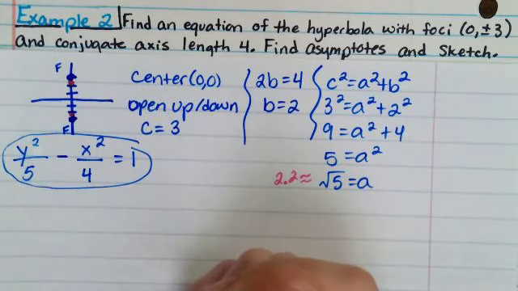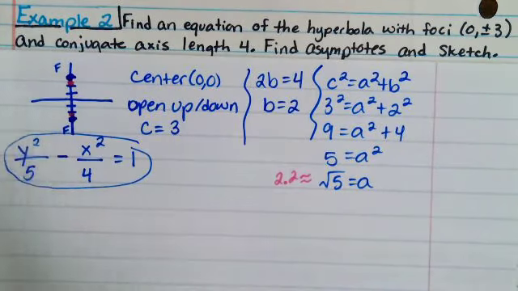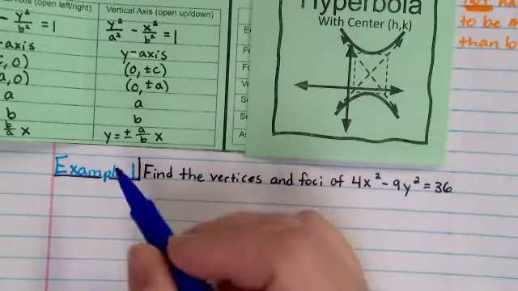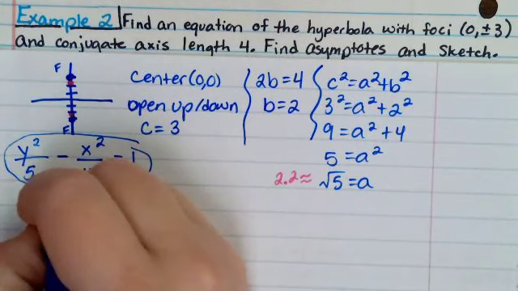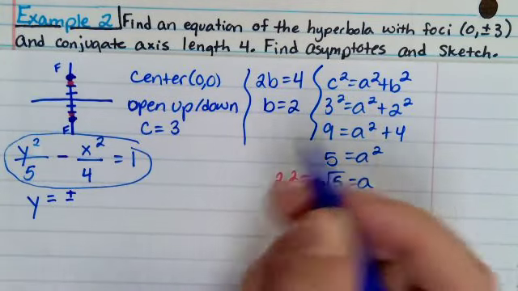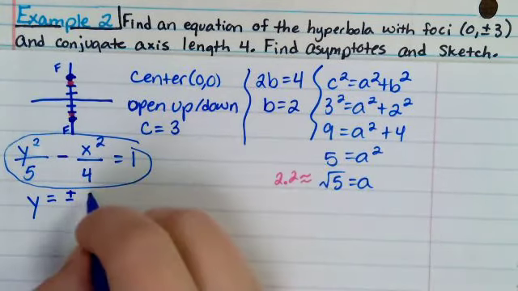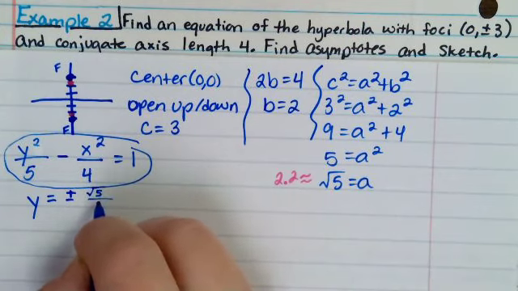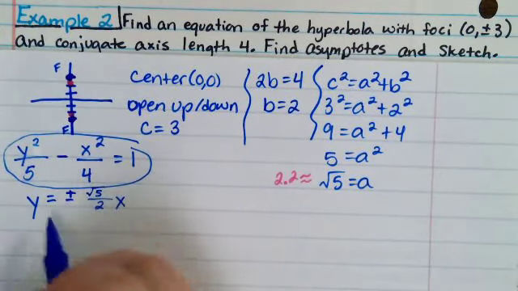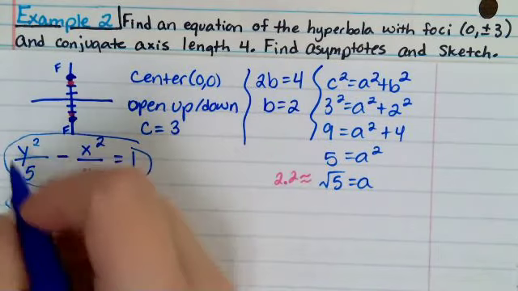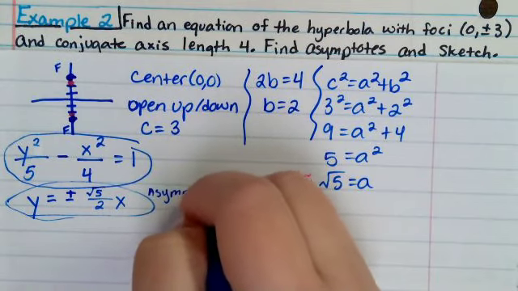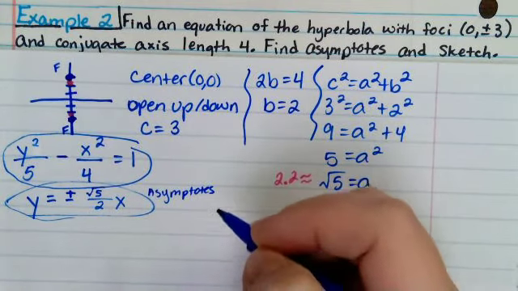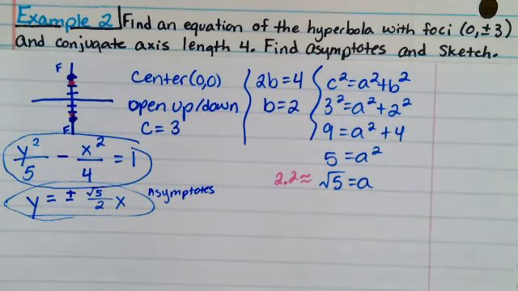We also were asked for the asymptotes, so I'm going to just follow the pattern for the equation of the asymptotes down here. We'll include those on our sketch as well, just to make sure we've got all our bases covered. So now we have y equals plus or minus a over b, so root 5 over 2 x. Those are your asymptotes. All right, and like I said, we'll include those on the sketch here in just a second.